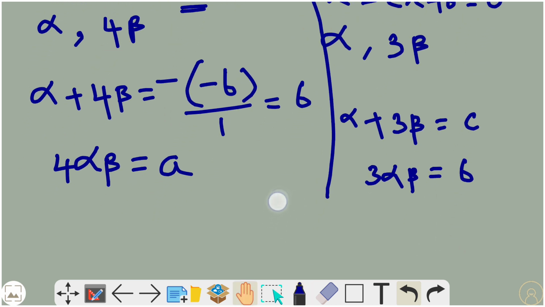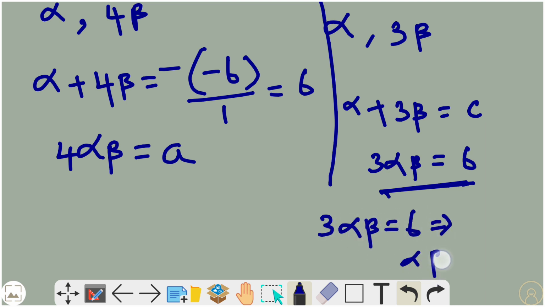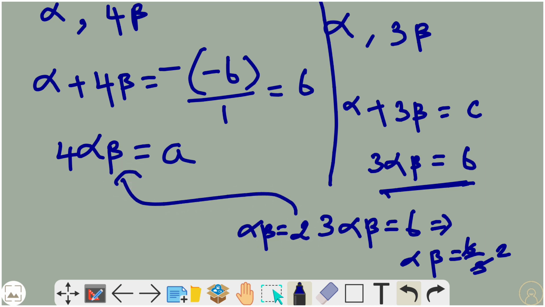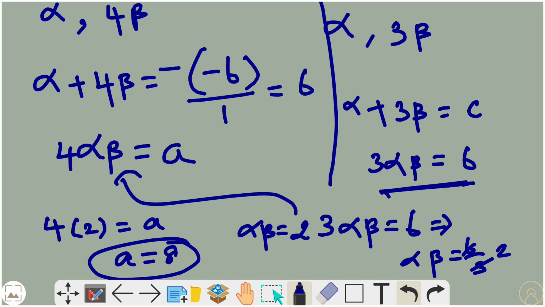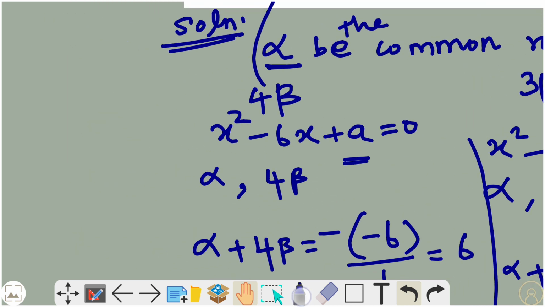So here we have 3 alpha beta equal to 6, which implies alpha beta equal to 6 by 3, that is 2. So alpha beta is equal to 2. Substituting alpha beta here, 4 into 2, a is equal to 8. So we found that a equal to 8. Our first quadratic equation contains a as a constant part. Just now we found that a is 8, so substitute a equal to 8 in the first quadratic equation.